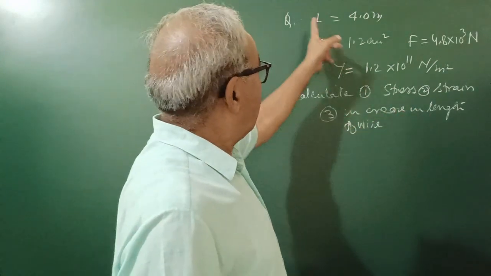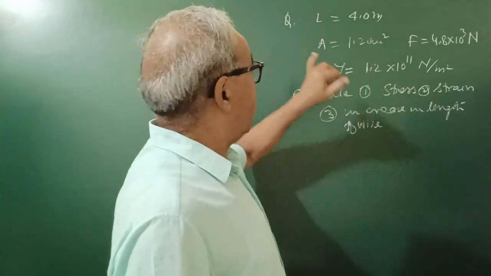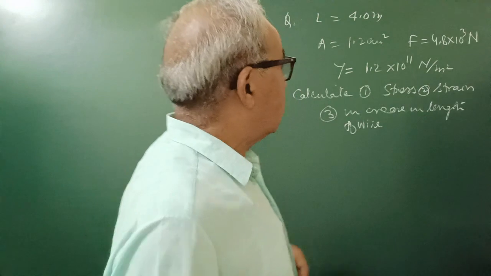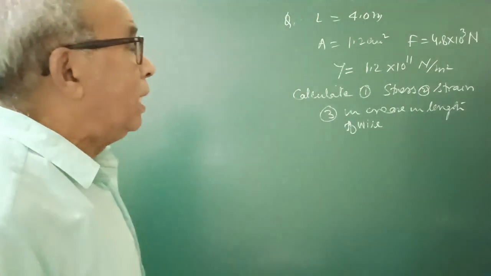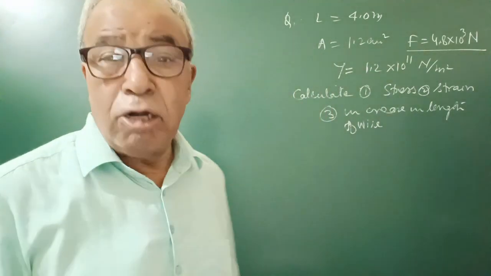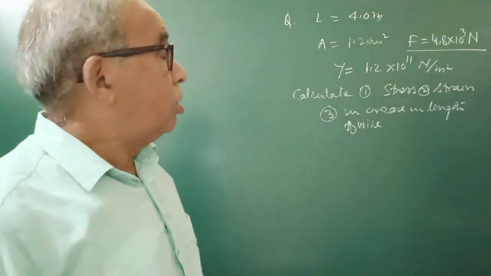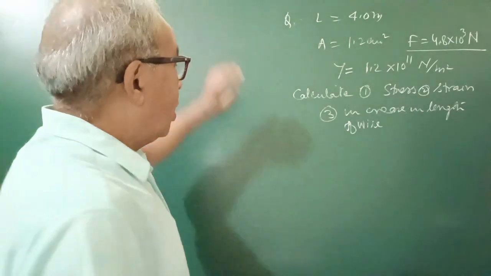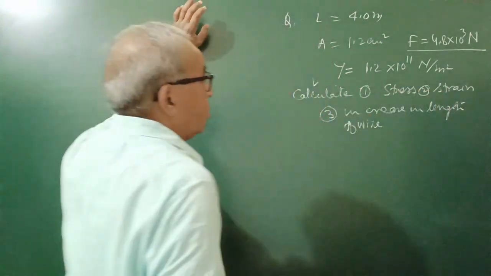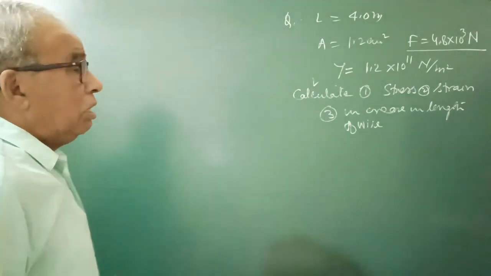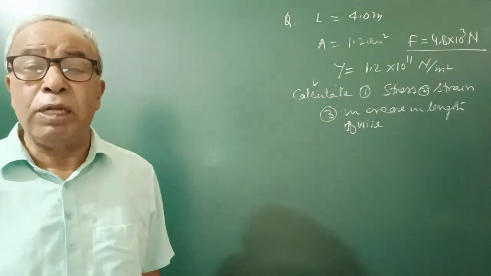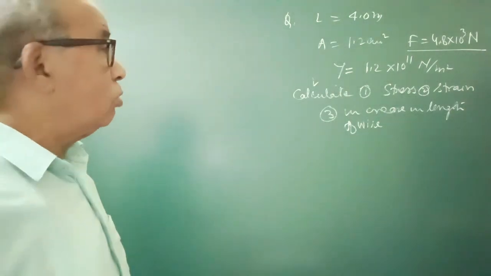This is copper wire. Length 4 meter, area 1.2 centimeter square, and Young modulus 1.2 10 to the 11 Newton per meter square. It is stressed by force of 4.8 10 to the power 3 Newton. So you are asked here calculate the stress, strain, and increase length of wire. Just for sake of memory and practice, I am giving this question.